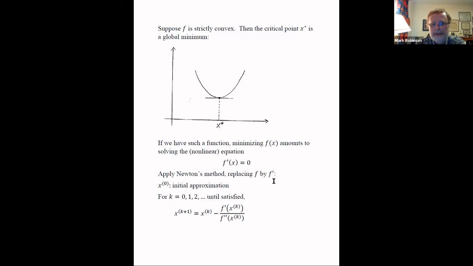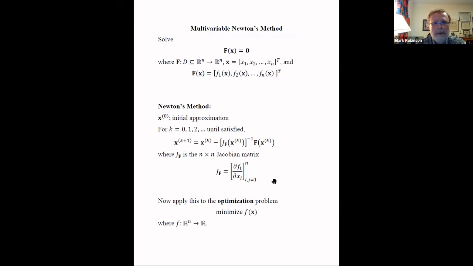What we're really interested in, though, is the multivariable case. What happens when you have a function of several variables? To do that, we're going to jump into the multivariable framework and do the same thing that we did for the single variable case. We're going to begin essentially with the root finding problem, in other words, trying to solve an equation of the form f of x equals 0. And then we're going to apply that to the corresponding optimization problem.